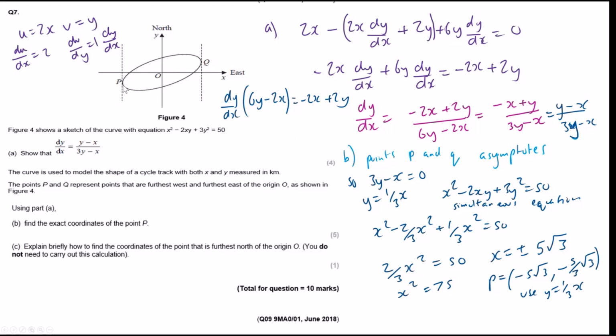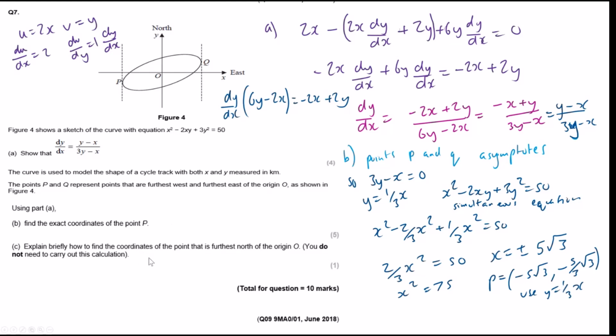Now, can you see that will give you your P and your Q coordinates of x, but it's asking for P. P's on the left, so clearly you must use x equals minus 5 root 3. It's on the left. Sub that into your equation here to find your y, and then that's what you get. Hopefully that will make sense to you all.